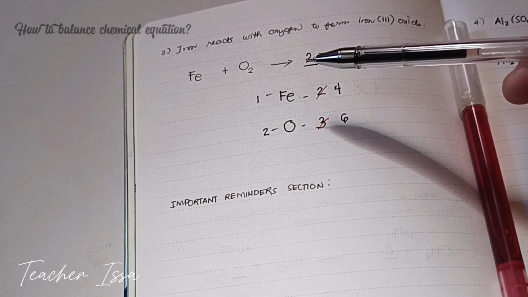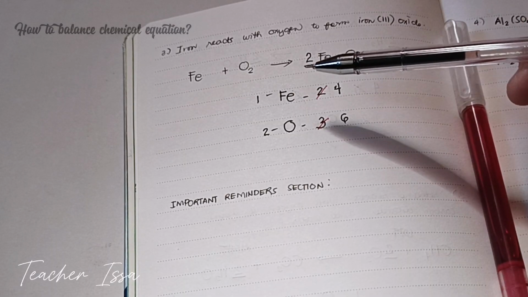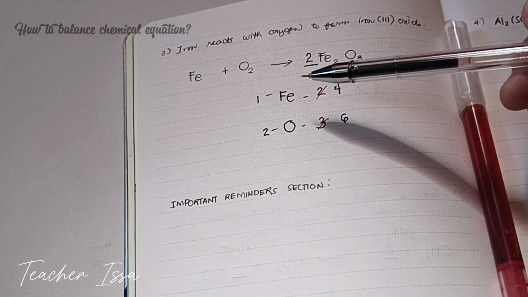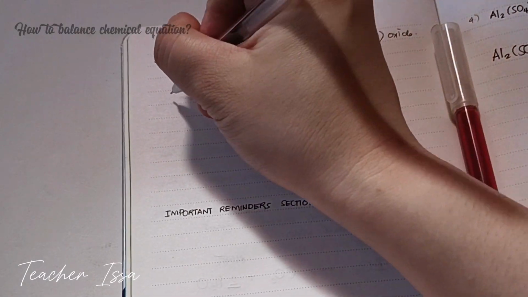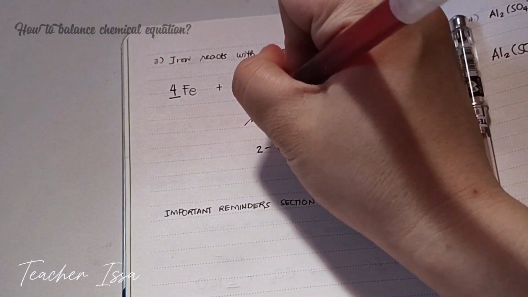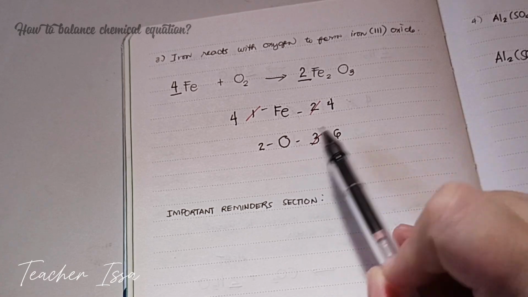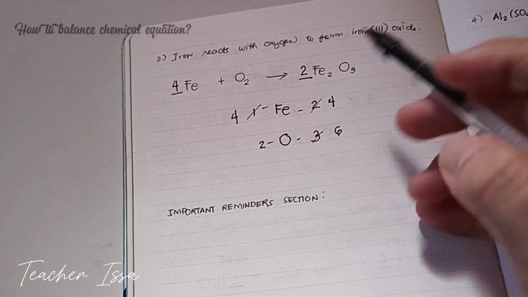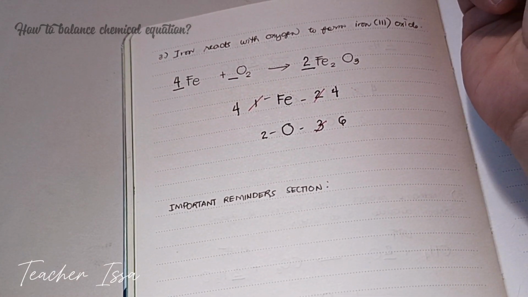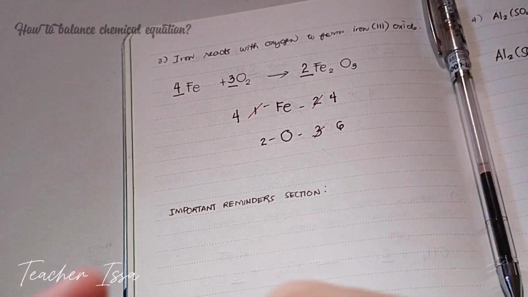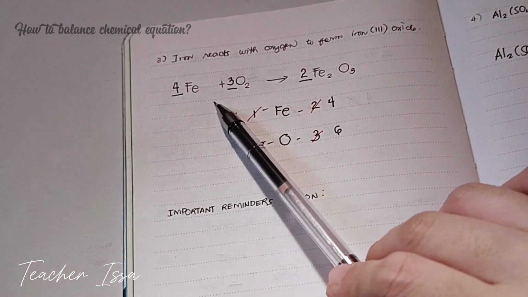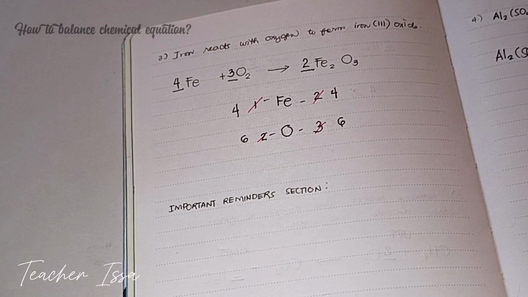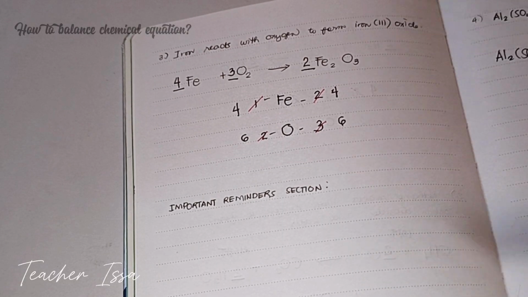To get 6 oxygen atoms on the left, put number 3 in front of O2. Now, oxygen is balanced at 6. Next, balance the iron. As you can see on the right side, 2Fe2O3 means 2 times 2 is equal to 4 iron atoms. So put number 4 in front of iron.